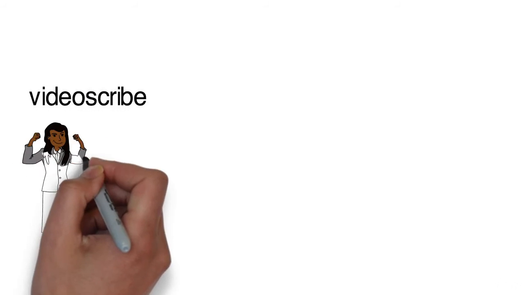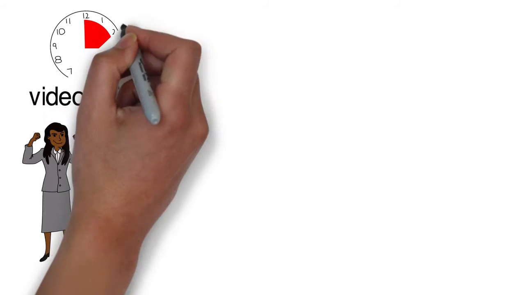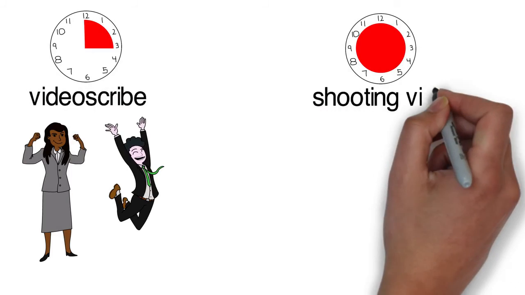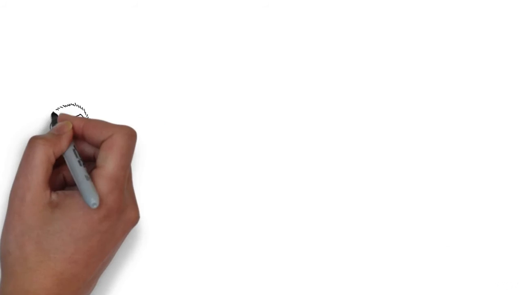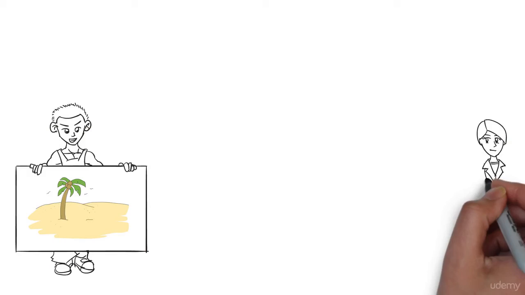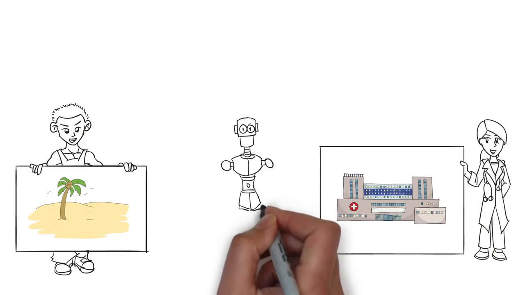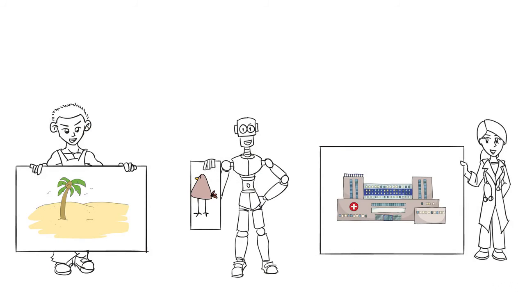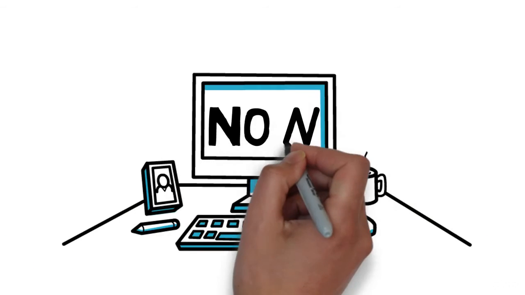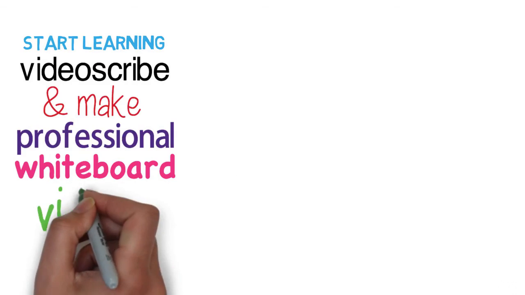Videoscribe allows you to create professional videos in a fraction of the time it would take you to shoot a video with live actors. Whiteboard animation videos are one of the most popular video styles to tell a story and grab an audience's attention. So what better time than now to start learning Videoscribe and start making professional whiteboard videos.